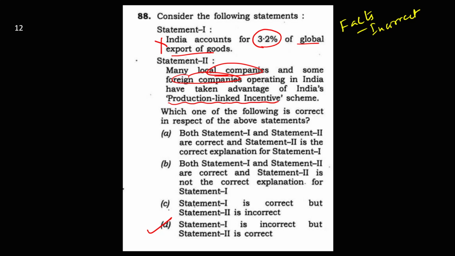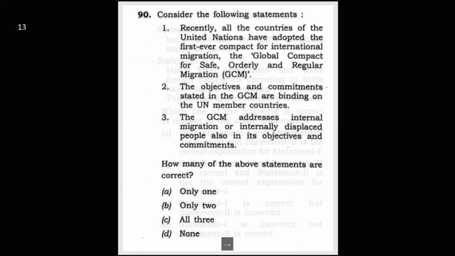So be very cautious wherever facts are used. Particularly, there are around 3 questions which were introduced in prelims 2023 with this statement approach where facts were used, and in most of them the fact in statement 1 was incorrect. So we get the answer option D. Let us see the next question, guys.